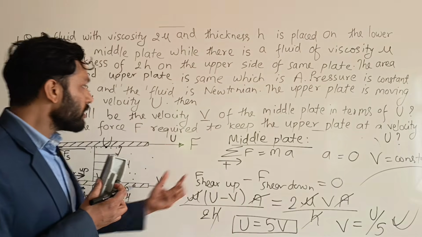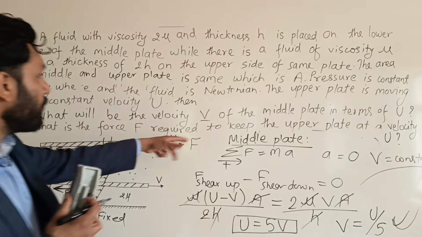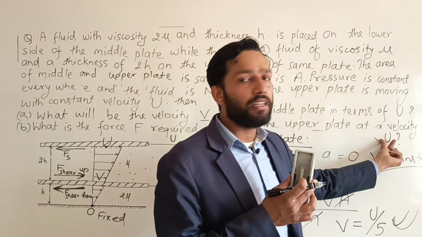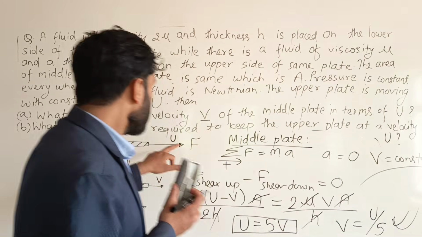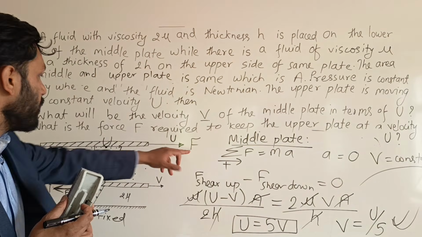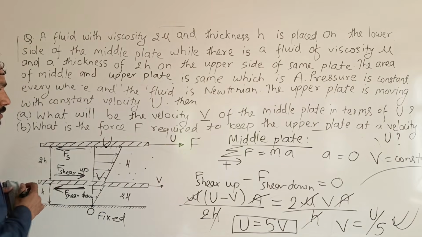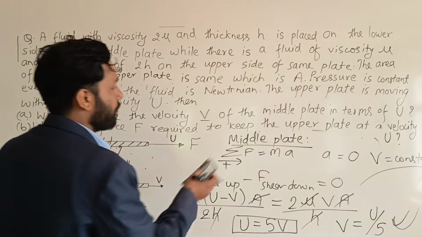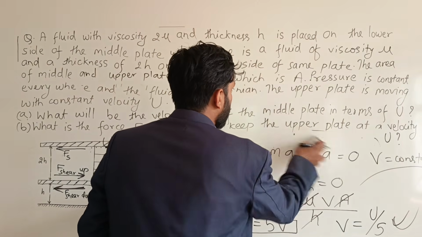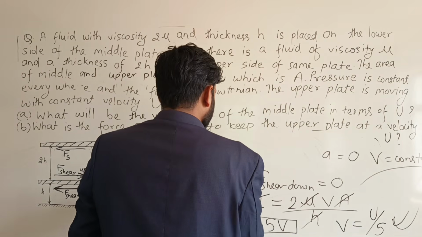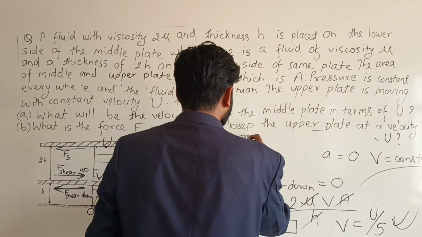Okay. So now let's get into the next question, that is, what is the force F required to keep the upper plate at velocity u? The force required F is equal to this F shear. Now let's stay on the upper plate. Let's apply Newton's second law on the upper plate.